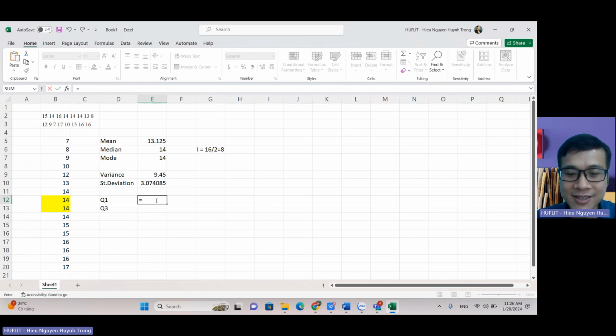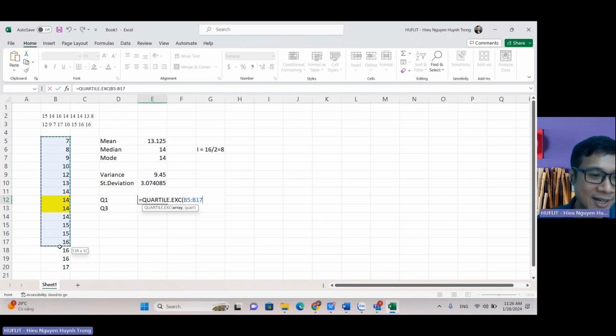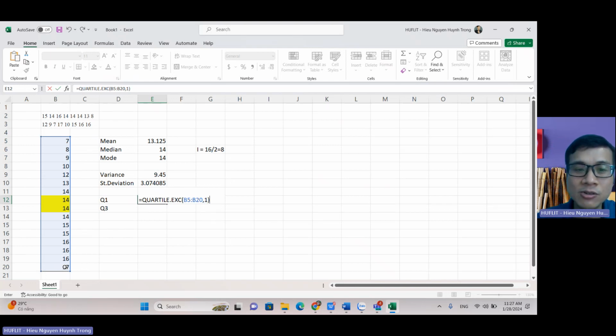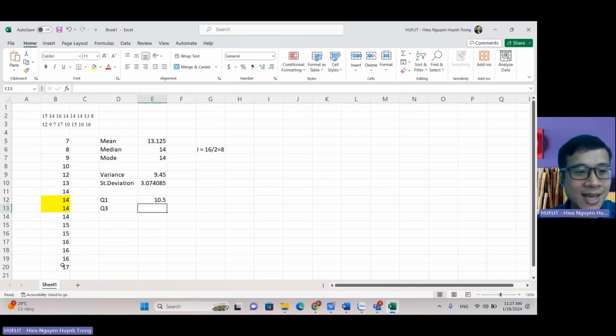You press enter, and then you type quartile. Here please use QUARTILE.EXC, exclusive. That's what the X means. Then you scan the whole data array, press comma, and type 1, which represents quartile 1. You close the bracket, and you will get 10.5. So that is quartile 1.